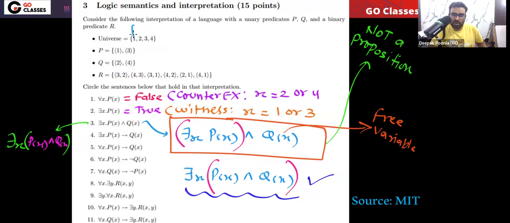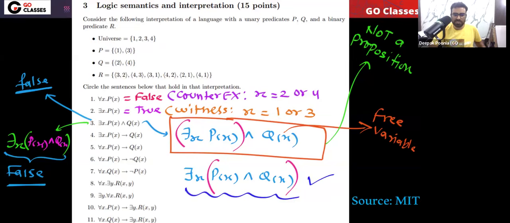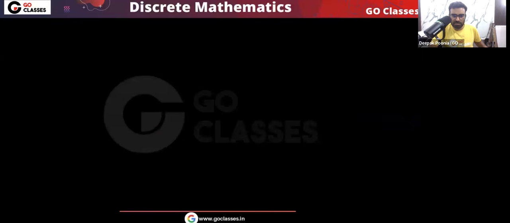No. You can see for 1 comma 3, q is false, and for 2 comma 4, p is false. There is no element for which both p comma q are true. So I can say that this third statement is actually false, because whatever element you take from the domain, p and q will not both be true. Very simple. Let's see more.